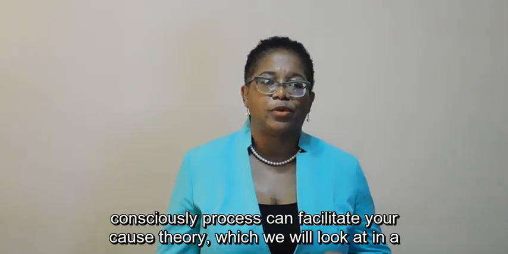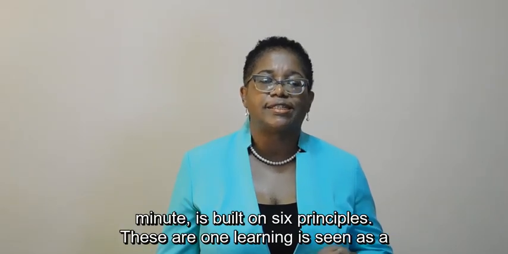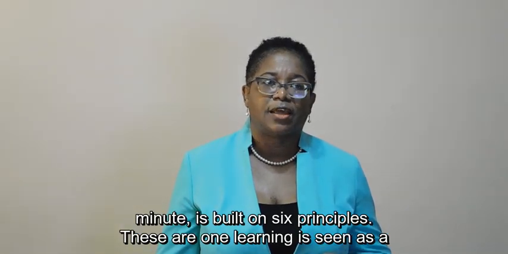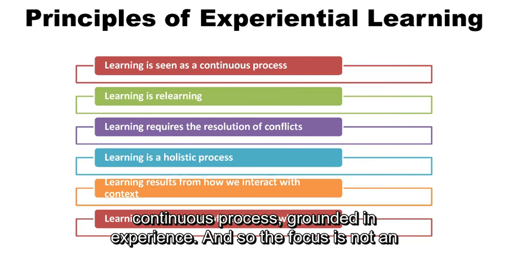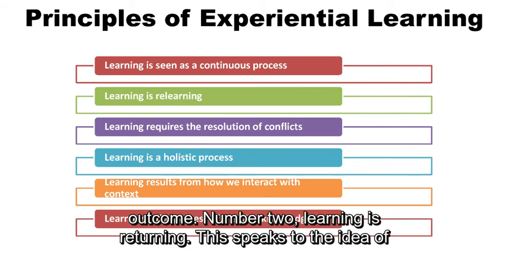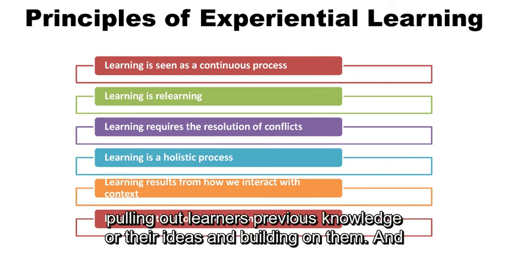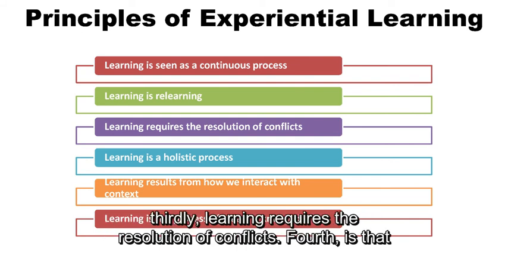Kolb's theory, which we will look at in a minute, is built on 6 principles. These are: 1, learning is seen as a continuous process grounded in experience, and so the focus is not on outcomes. Number 2, learning is relearning. This speaks to the idea of pulling out learners' previous knowledge or their ideas and building on them. And thirdly, learning requires the resolution of conflicts.